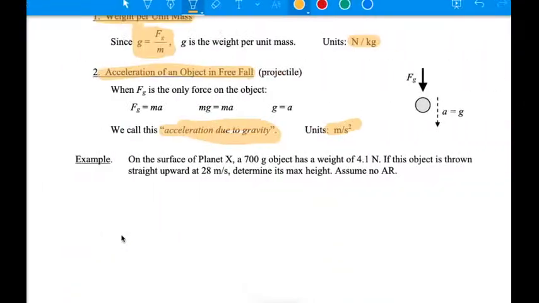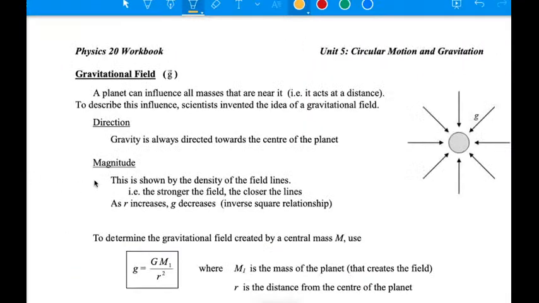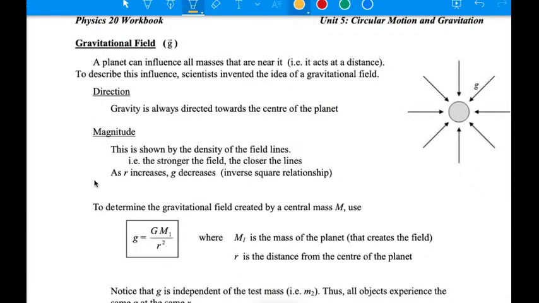Alright, got that one done. Now let's head on to the next page. We got a planet's influence on everything around it. Hopefully we're all kind of familiar with this idea already. Right, the gravitational field around Earth is influencing everything near Earth, right? This could also be the sun, right? The sun is keeping all of the planets in our solar system in orbit through this gravitational field, right?